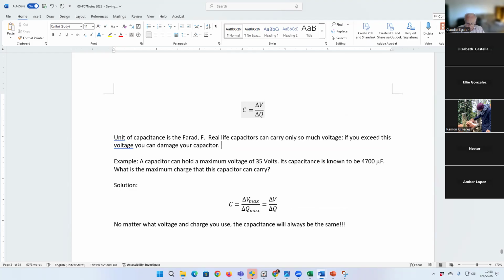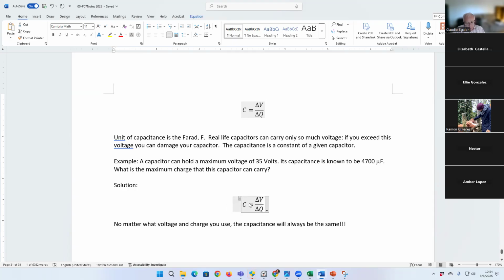I'm going to write it down here. The capacitance is a constant of a given capacitor. No matter how much you charge, no matter how much voltage you put between the plates, provided you stay within the maximum voltage, right? The capacitance will always be the same, okay? So here you go.